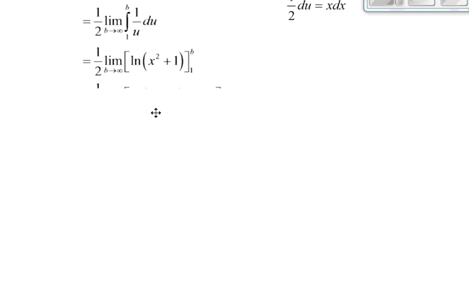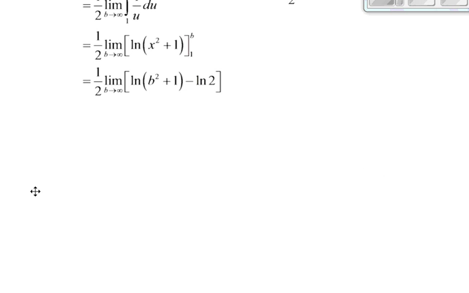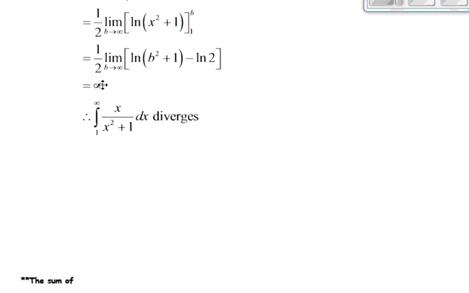So again, we have 1/2 times the limit as b approaches infinity of the natural log of b squared plus 1 minus the natural log of 2. Now as we take the limit as b approaches infinity, this natural log of b squared plus 1 is going to approach infinity. So this whole thing is going to approach infinity. All right, so if my integral is approaching infinity, that means that my integral is divergent. So you could just put divergent here, but therefore, since that equals infinity, then my integral diverges.